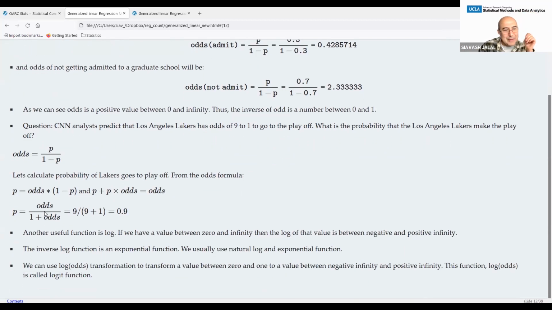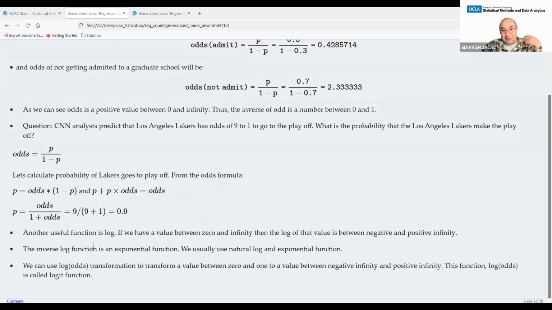Yeah, so basically the way that we go from odds to probability is odds divided by 1 plus odds, which is 9 divided by 9 plus 1, which is 0.9, right? So this is a very simple example, and you can see easily from odds, we can go back and calculate probability, right? And from probability, we can calculate odds.